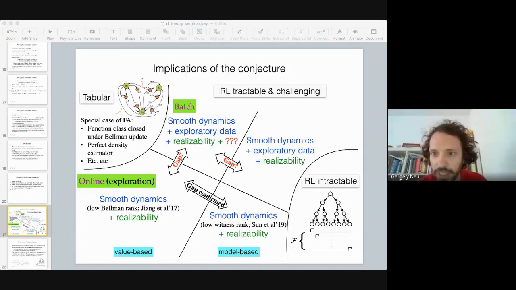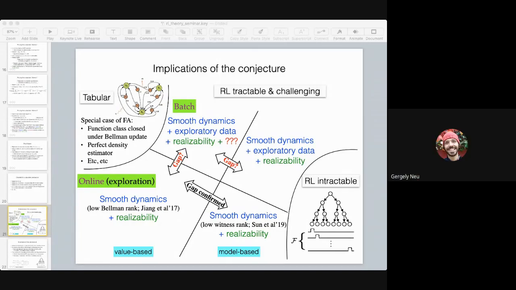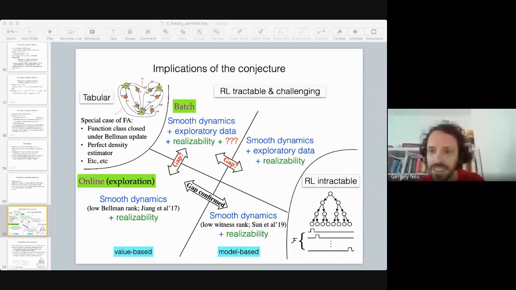So there was a question by Anirudh Mula. He's saying that his microphone is not working, so I'm going to read his question, which goes as follows. Is there a gap between batch value-based RL and batch model-based RL? And what sort of assumptions do we need for a function class used to approximate the model in model-based RL?